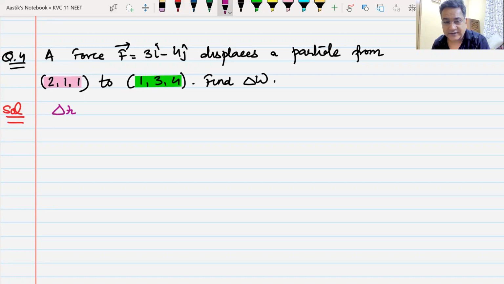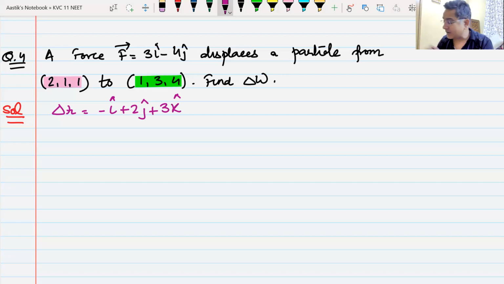The initial coordinate of x is 2, the final coordinate of x is 1. So I subtract the initial 2 from 1, so it is 1 minus 2. 1 minus 2 is minus 1, so I get minus i. Then I subtract the y coordinate 1 from 3. 3 minus 1 becomes 2, so it is plus 2j. Then I subtract the initial z coordinate from the final z coordinate. 4 minus 1 is 3, so 3k.